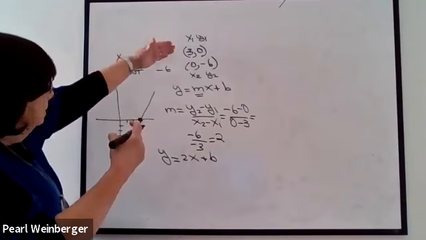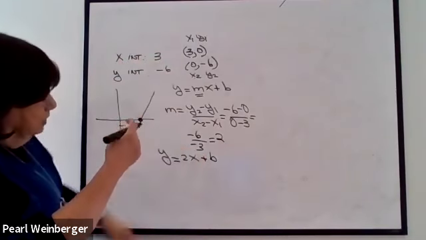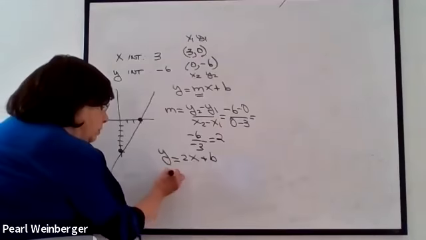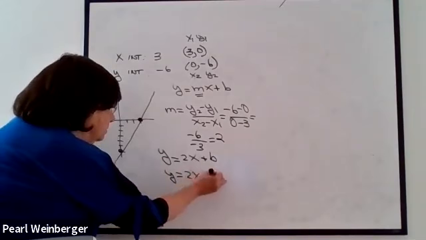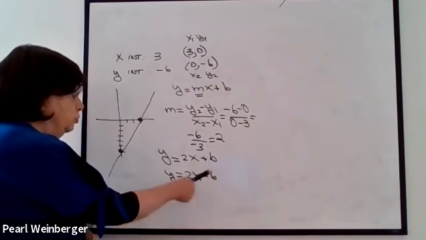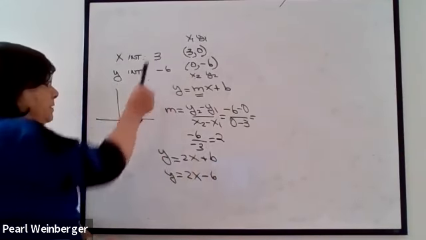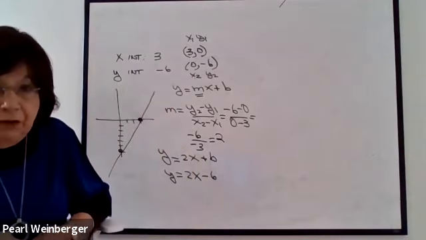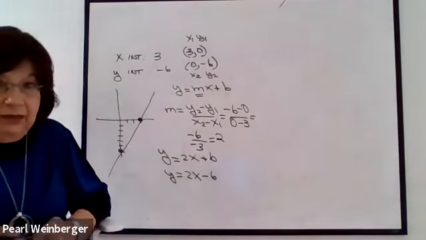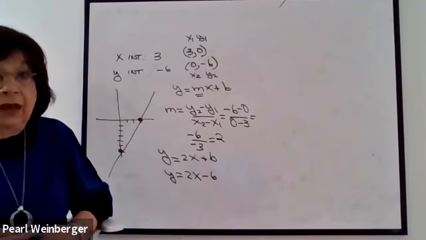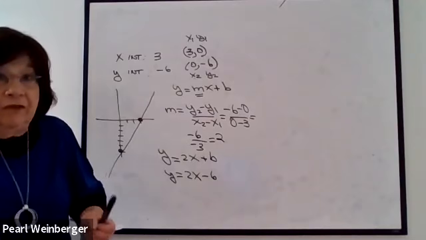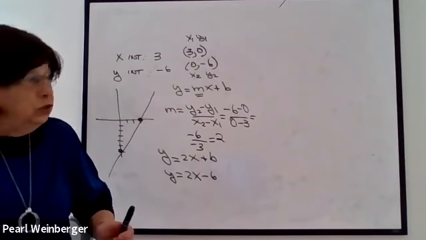Or I could have taken either one of those points and stick it into the equation, but I don't have to. My equation becomes y equals 2x minus 6. The slope is 2, the y-intercept is -6. And a few people sent that in as the answer. So that is how we go about finding the equation of a line.